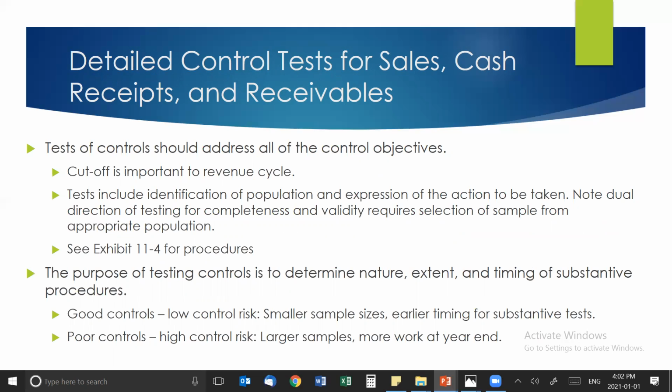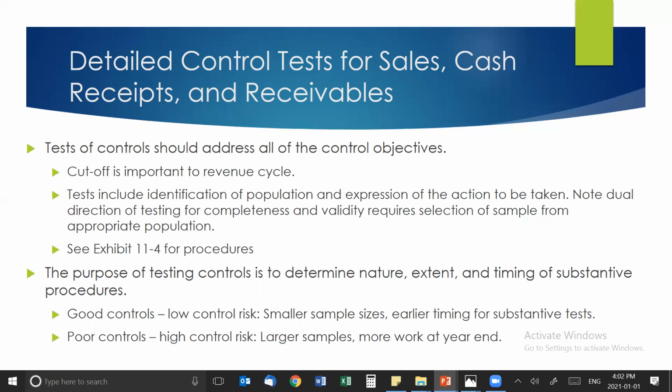If we're going to test controls for the sales, cash receipts, and receivables accounts, the tests of controls should address all of those control objectives that are in Chapter 9. Cutoff is important to the revenue cycle. So with cutoff, you're making sure that the revenue is recorded in the correct period, and there's nothing from the next period showing up. One test could satisfy multiple control objectives.